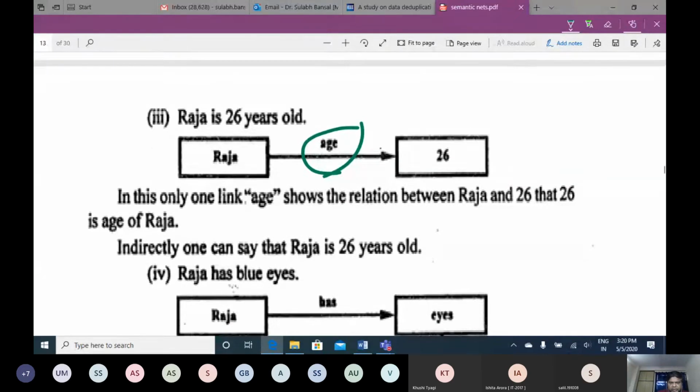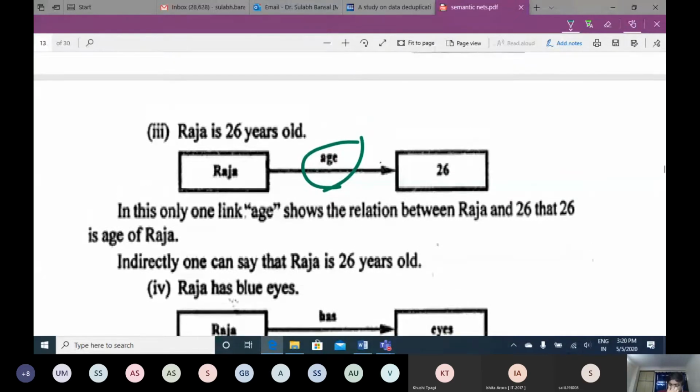Age is used as the relation, and that may be called an attribute of this object, Raja. So age is an attribute of Raja, and which has the value 26. You may think of it like that.